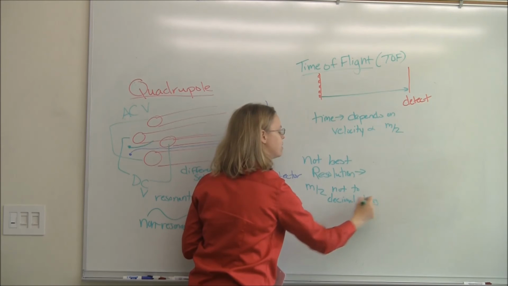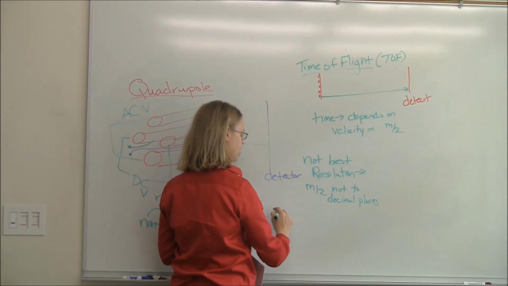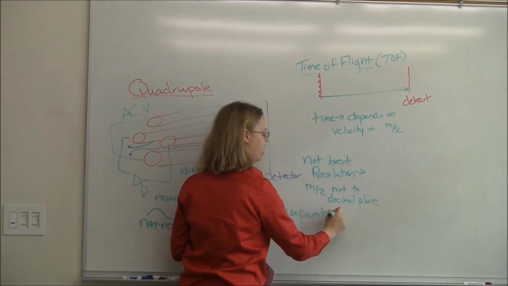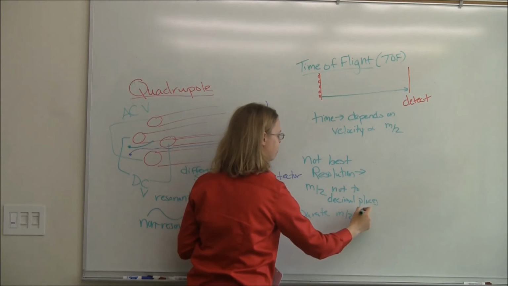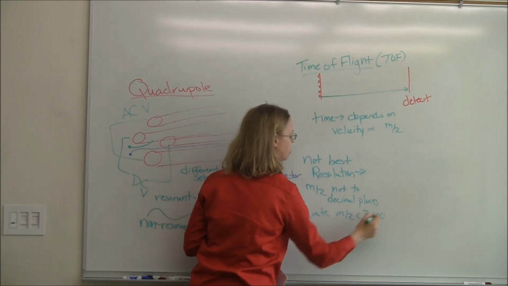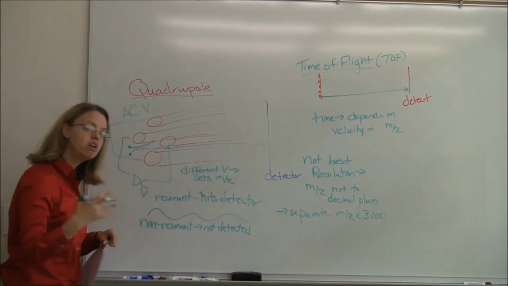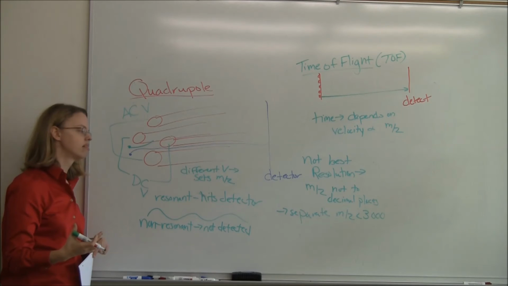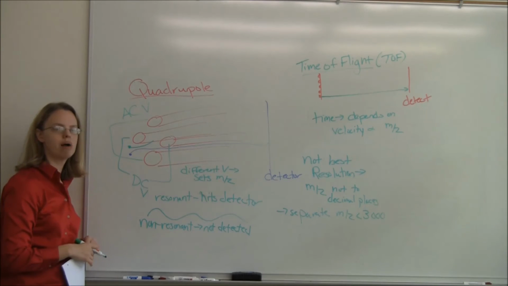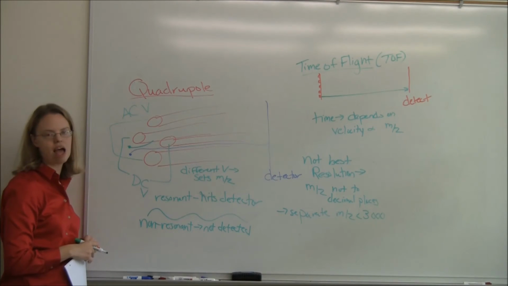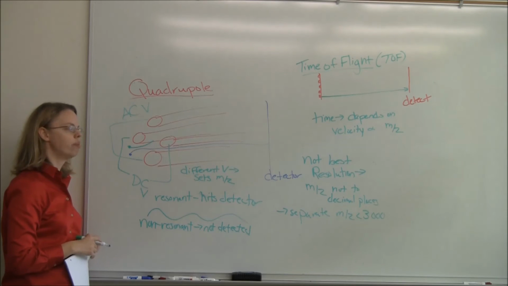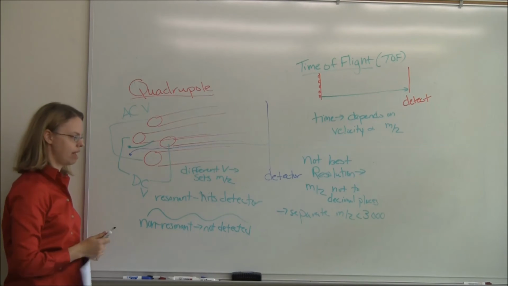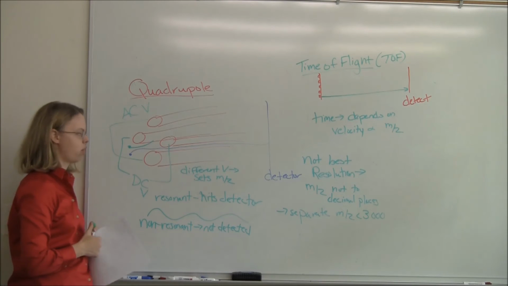The other limitation on a quadrupole is that it can only separate things that have an M over Z of less than about 3,000. So if we have a huge molecule that has only one charge on it, let's say 20,000, a biomolecule or something, we're not going to be able to see that with a quadrupole. But everything we're going to look at in this lab is a small organic molecule, and so we're going to be able to see that really well with the quadrupole.